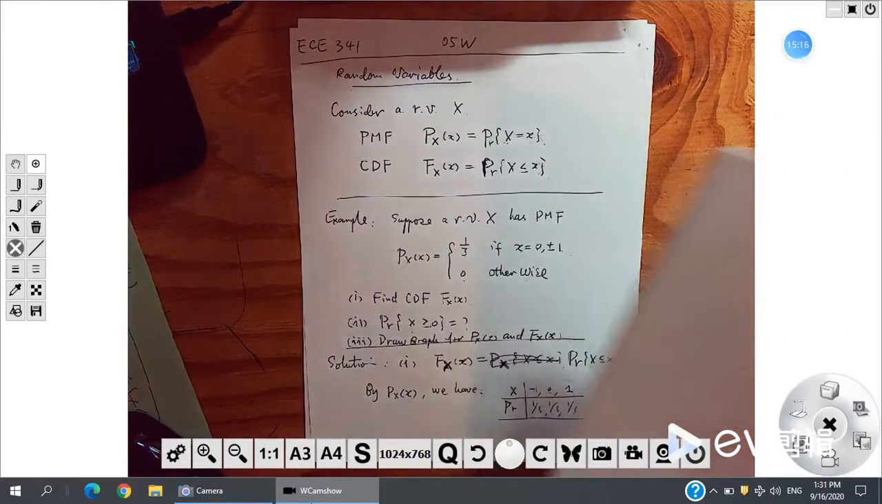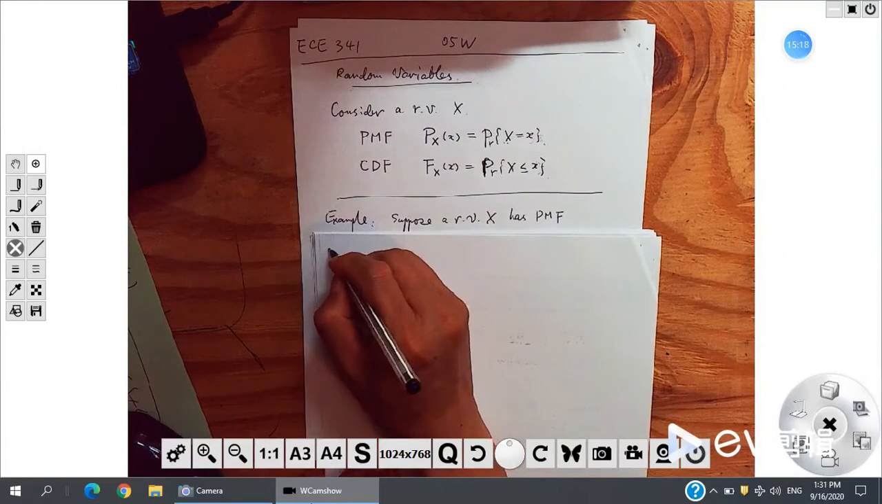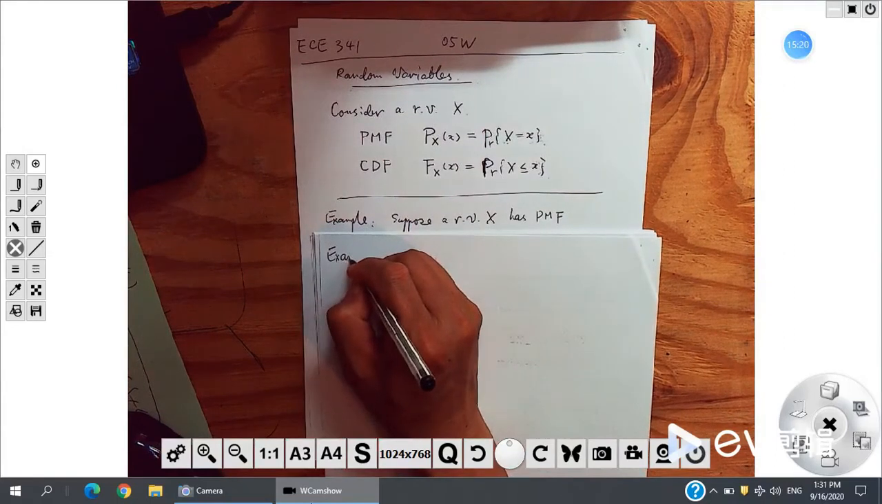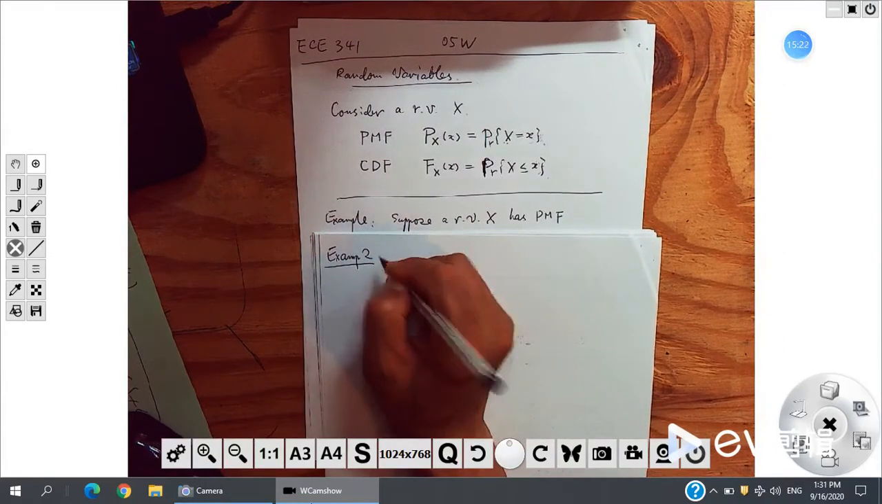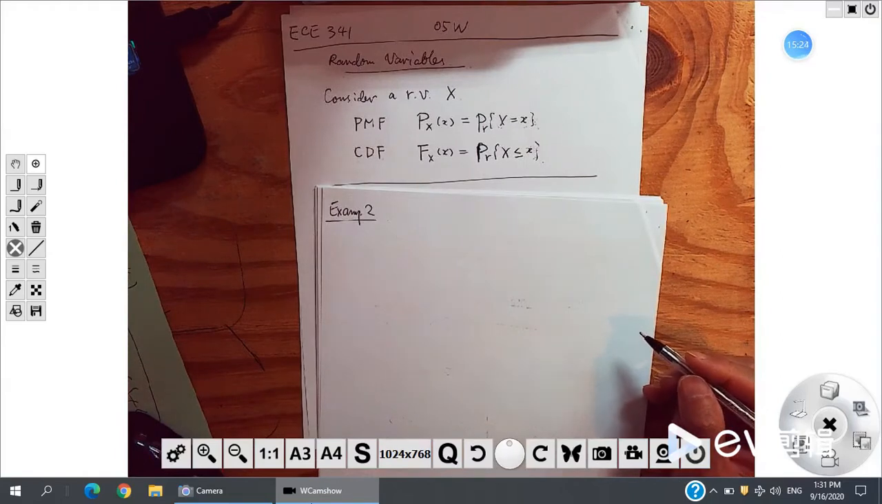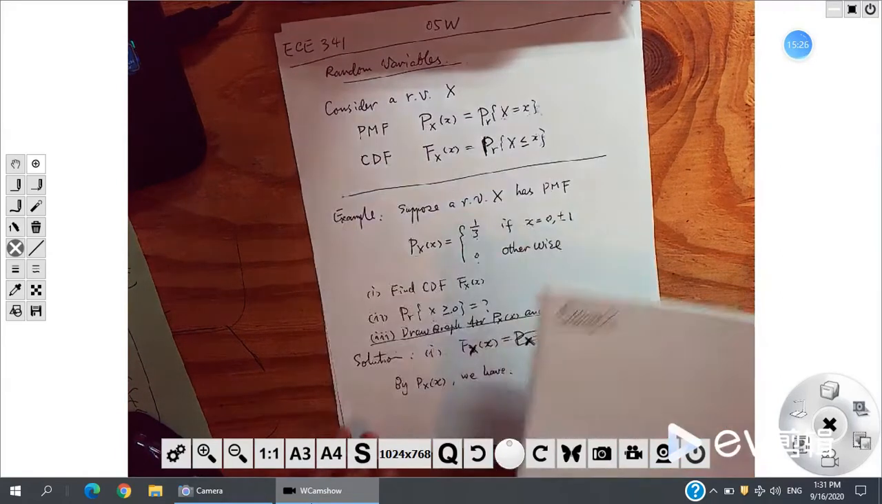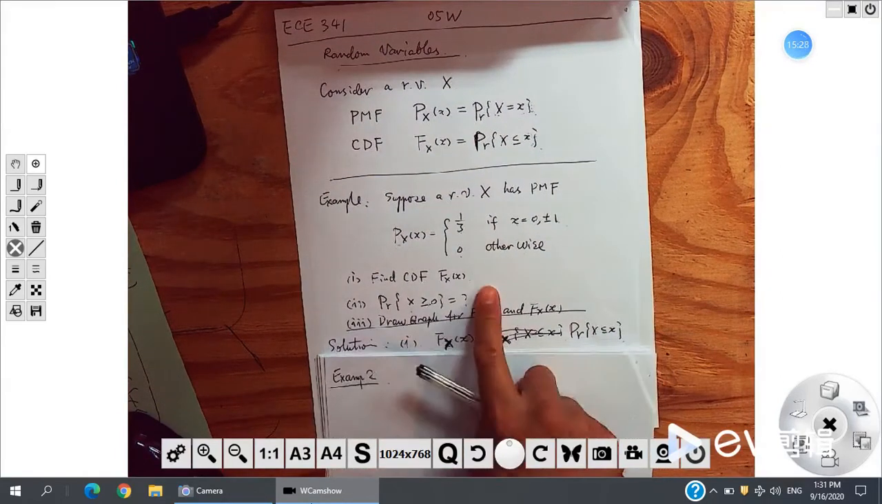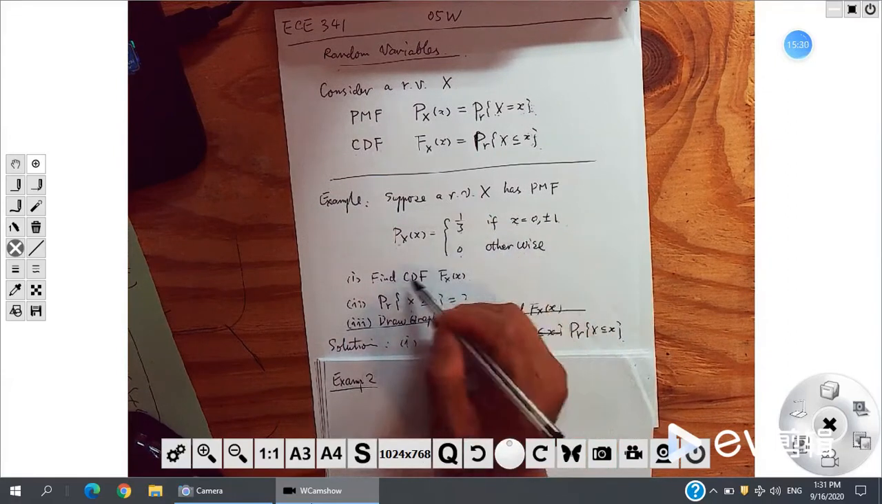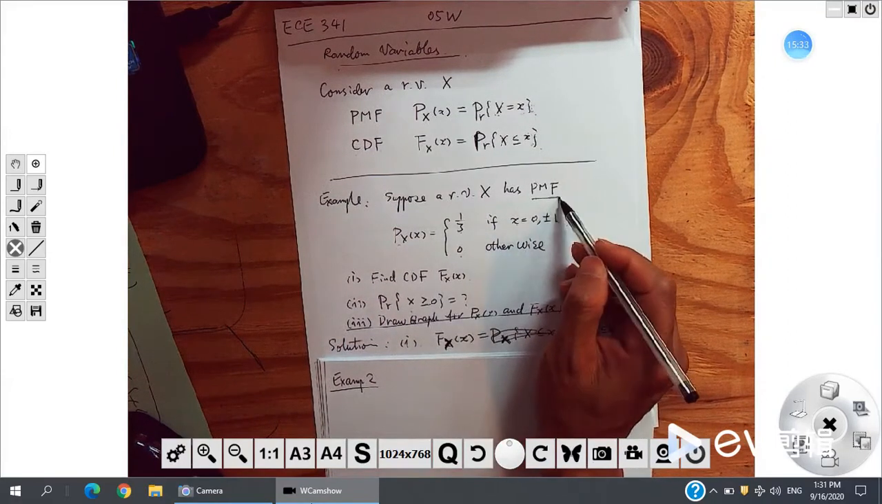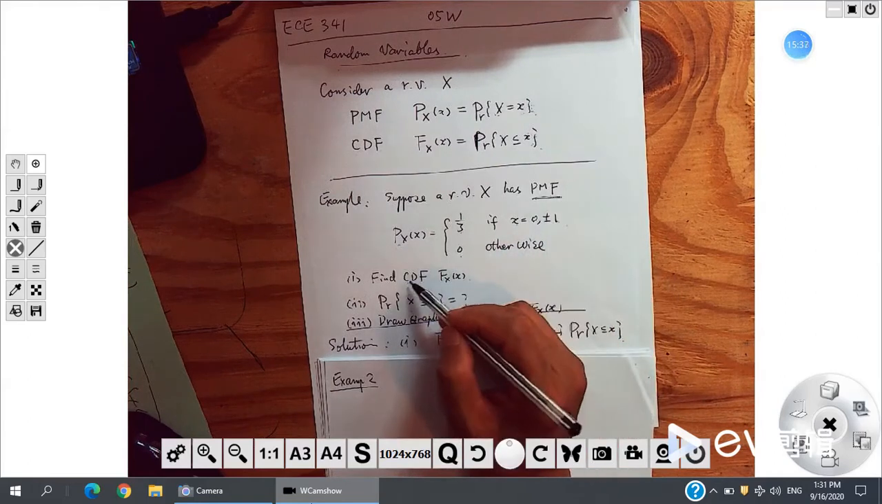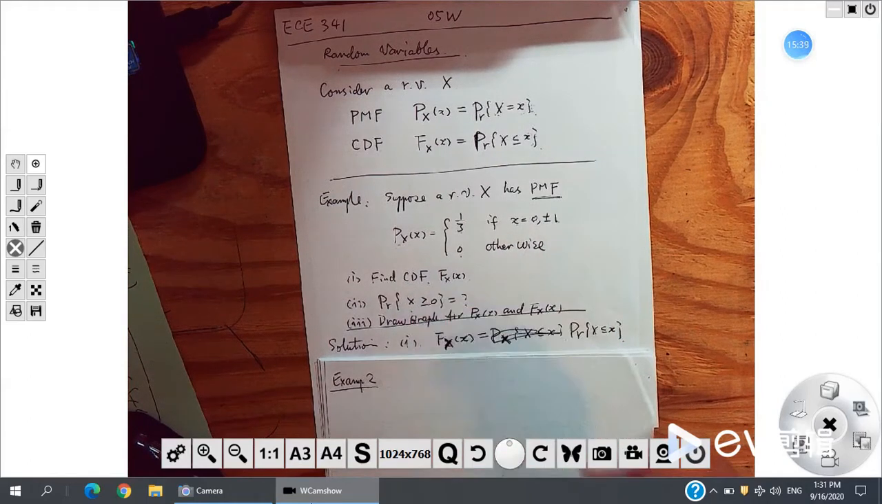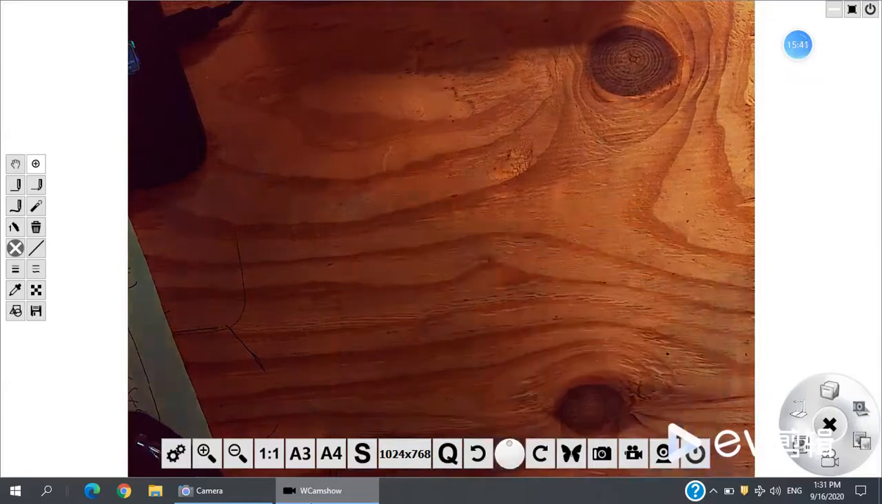Example. Okay, now to check another example. Example 2. Now we go through another way, right? In this example, we know the PMF. We start from the PMF, and then we try to find the CDF, right? Now we go use another direction.